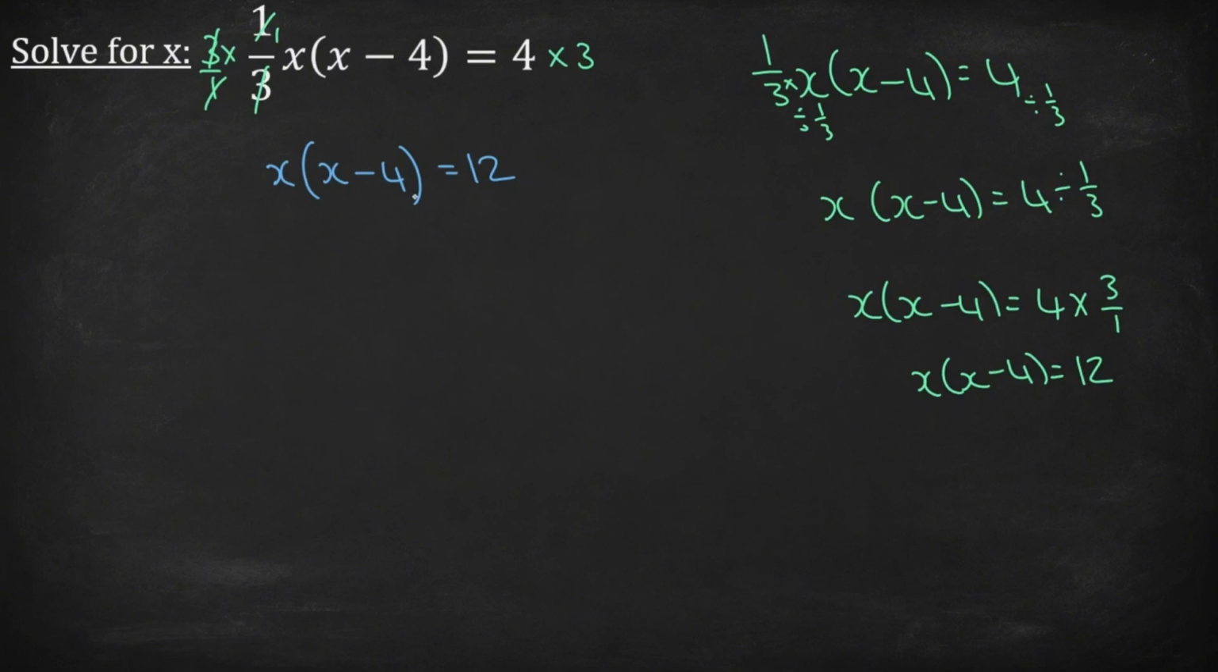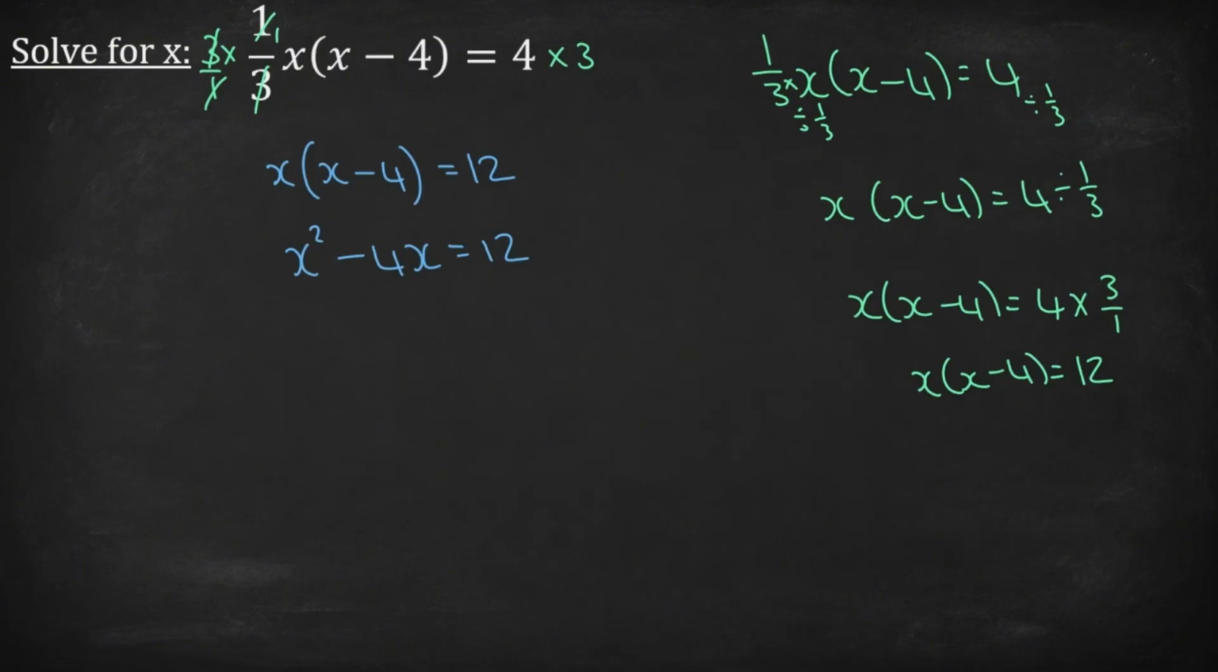We still have a bracket in this equation. That means I have to distribute this x into the bracket. X times x is x squared, and x times negative 4 is negative 4x equals 12. Have a look at what we've got now. We've got an x squared. That means this is a quadratic equation.